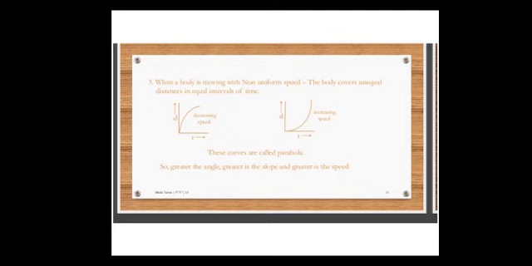These are the distance time graphs, and we use these graphs to calculate the speed of the object, or the slope of the graph, that is also used to calculate the speed of the object.